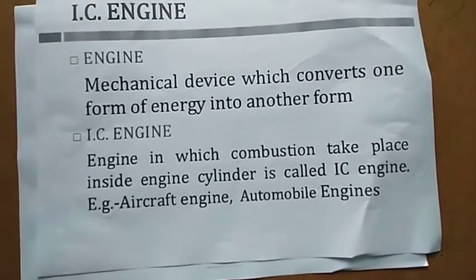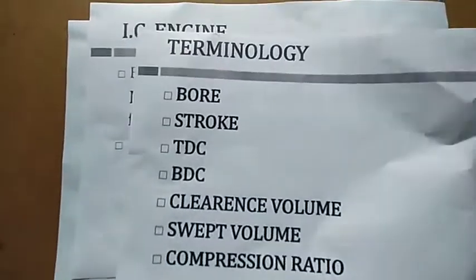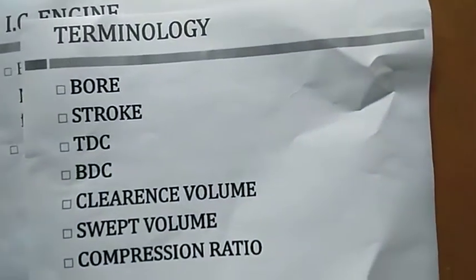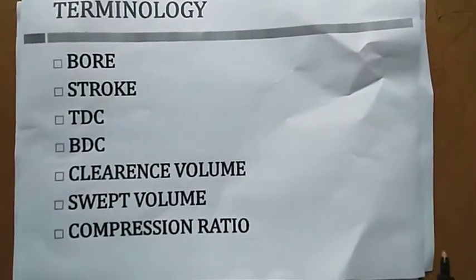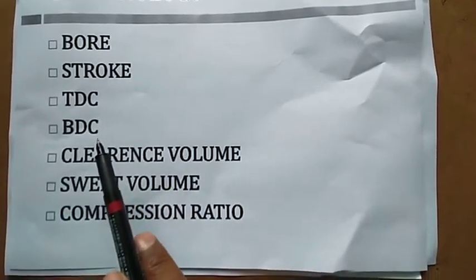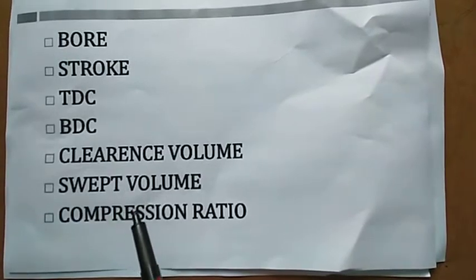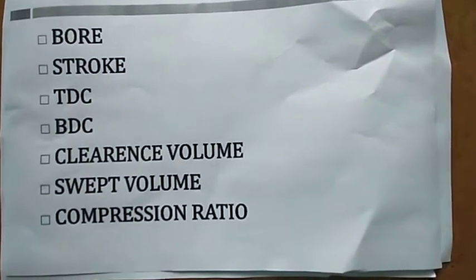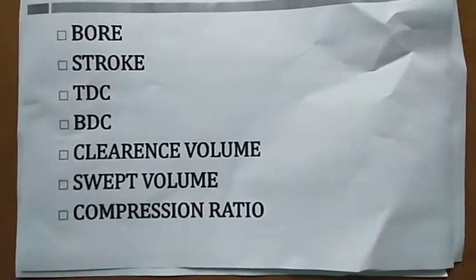And already we have discussed some important terms used in IC engines: bore, stroke, TDC, BDC, clearance volume, swept volume, and compression ratio. Already we have discussed these terms in the previous class. Once again, see this slide here.